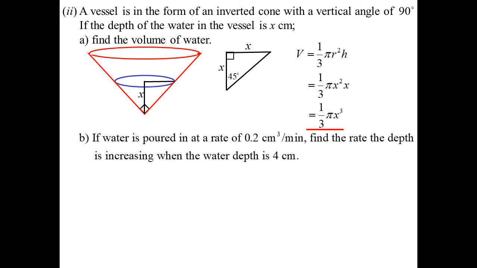Water is being poured in at a rate of 0.2 centimetres cubed per minute. Find the rate the depth is increasing when the water depth is 4 centimetres. We want to find dx/dt.